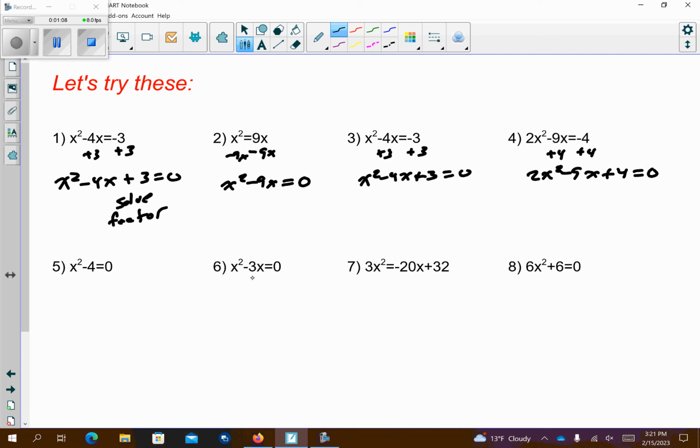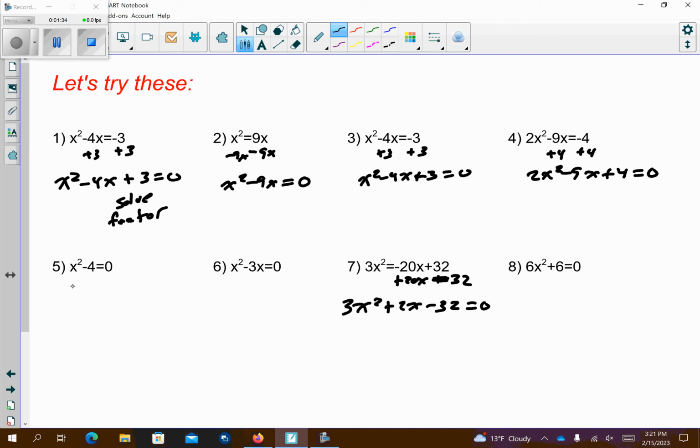This one's already solved. This one's already solved. This one, I have to add 20x to both sides. And I have to subtract 32 from both sides. Okay, so I'm going to wind up with 3x squared plus 20x minus 32 equals 0. And then solve it like we've been doing. Okay, they're all very capable of doing all of the factoring. So make sure you factor and solve it from there.